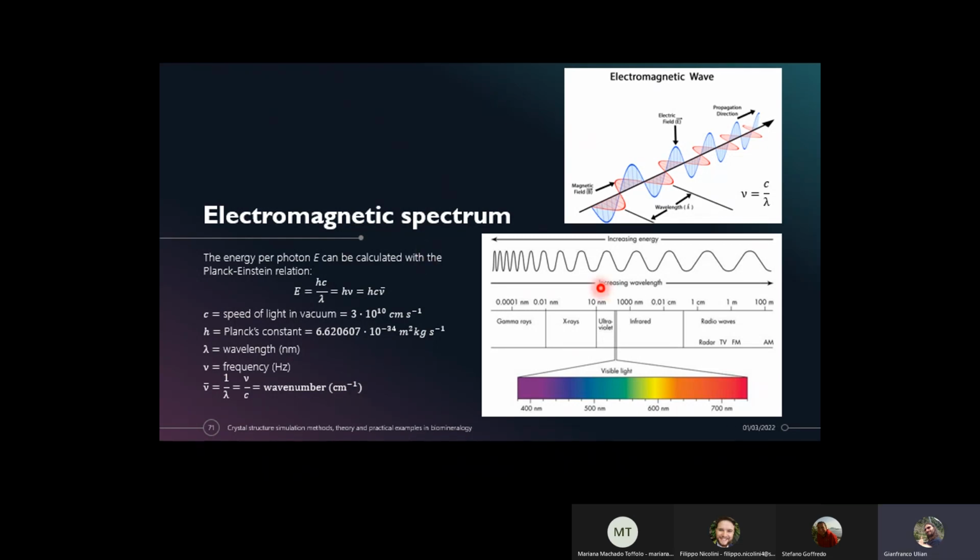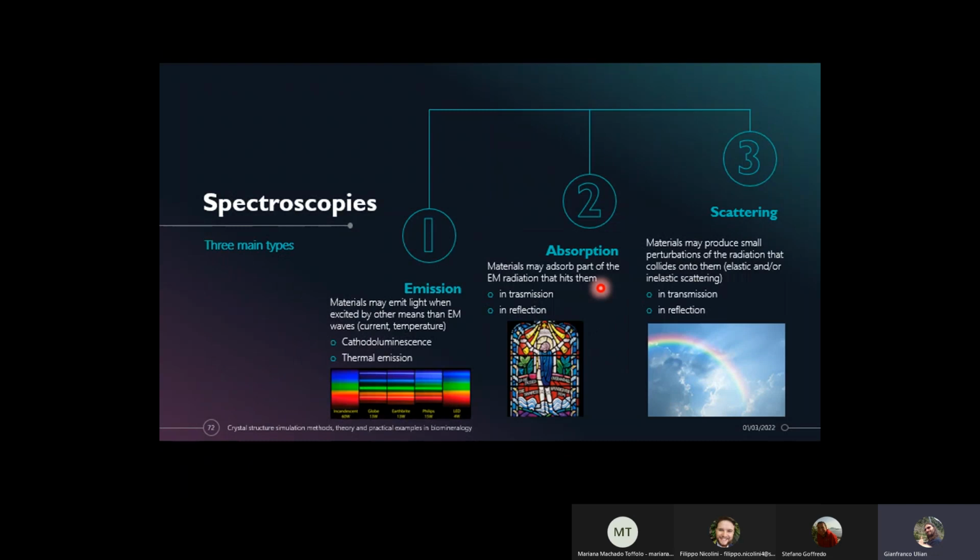So, spectroscopies in general can be divided into three main types. First, emission, when a material emits light when excited by means other than a photon, for example an electric current traversing it, or temperature. Typical emission spectroscopies are cathodoluminescence and thermal emission, such as here.